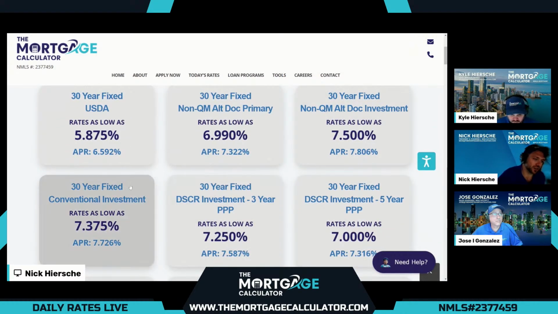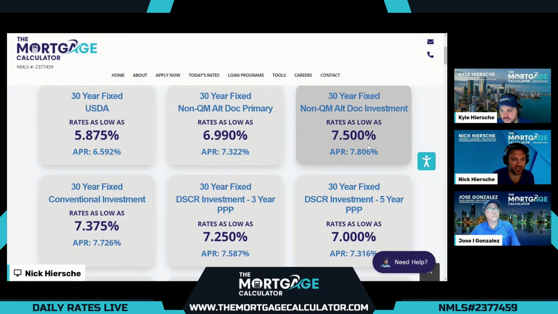Next up is our conventional option. We do have conventional investment options, but no government programs, no USDA options, no VA options, no FHA options. So we do have conventional though. 30-year fixed for conventional for an investment property is going to be 7.375 rate. Final APR 7.726. So it's down a touch, a little bit better than a bank statement option.